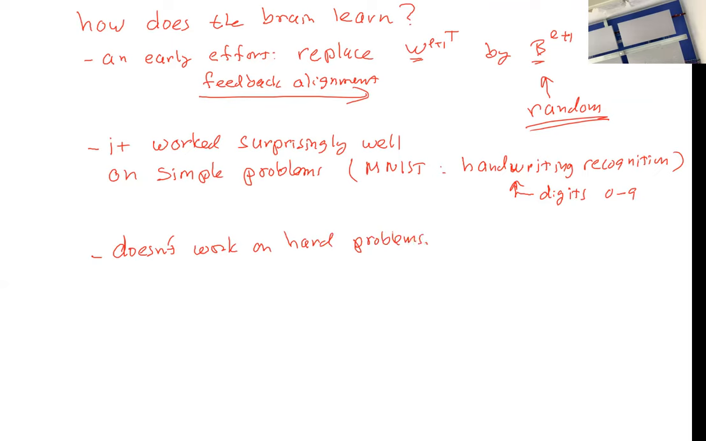So there are data sets with thousands of images, thousands of different categories, and those are the benchmarks for today. So it just doesn't work. Random feedback was, you know, a good thing to try. It didn't work at all.